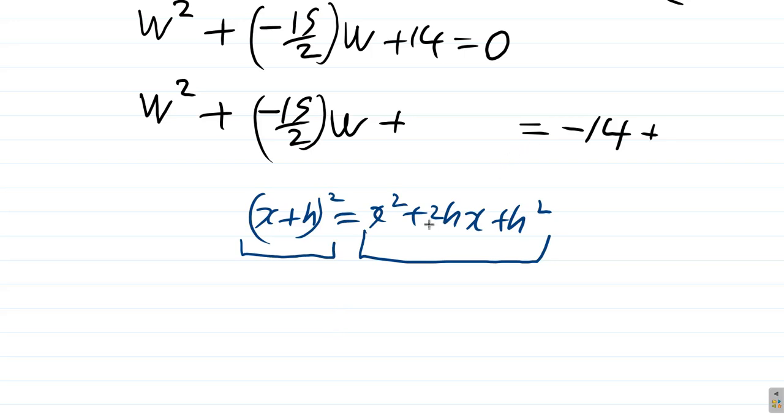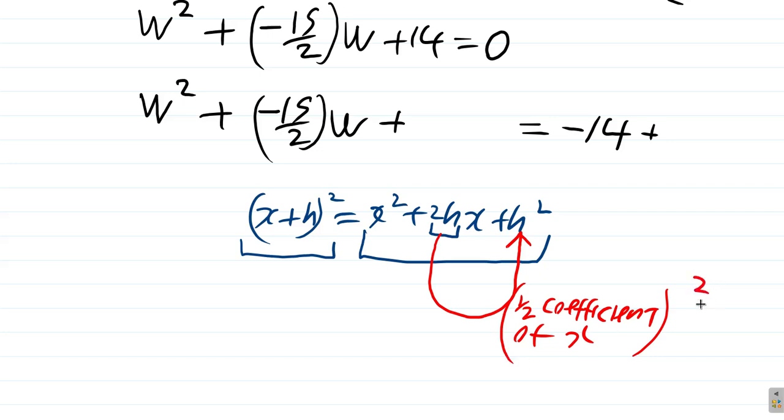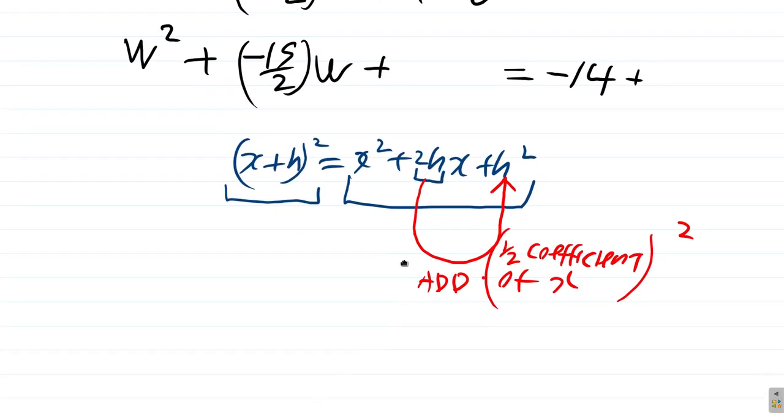So, when we are at this point, what we add is half the coefficient of x, and then you square that. So you add half the coefficient of x, and then you square it, because the coefficient of x is 2h. Half of 2h is h, and then when you square h, you get h squared. Remember that? So let's see how it goes in this case.